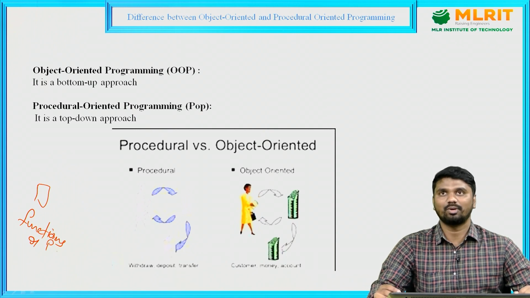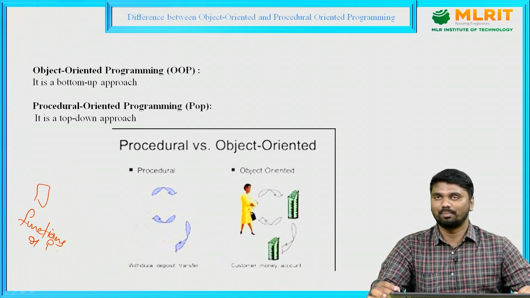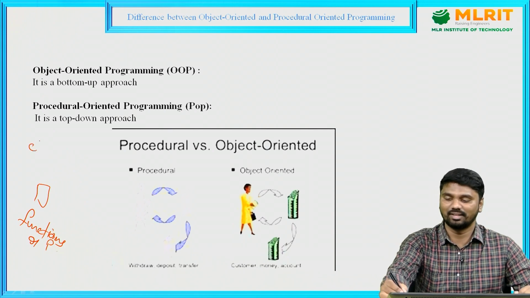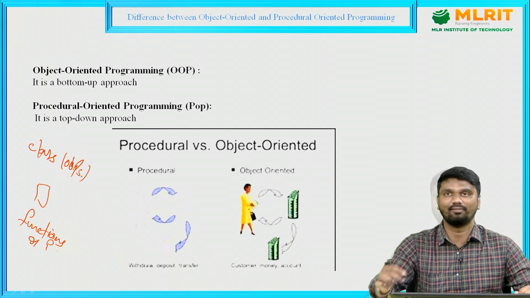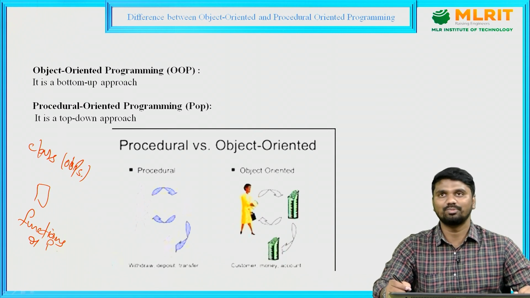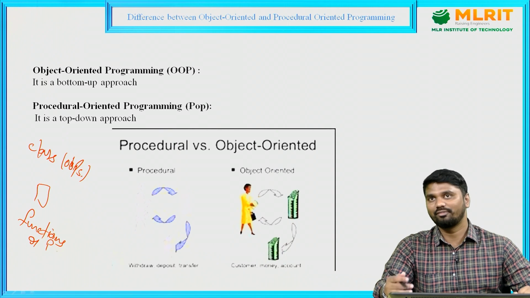And coming to object oriented programming, there is a problem of an application. The problem is divided into subtasks, and each and every subtask is considered as a class in an object oriented programming language. So in procedure oriented, the subtask is considered as a function, also known as a procedure. In object oriented programming language, each and every subtask is considered as a class. So this is the difference in the point of view of definition.